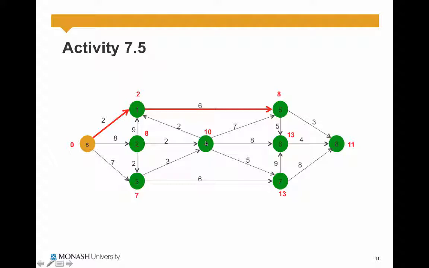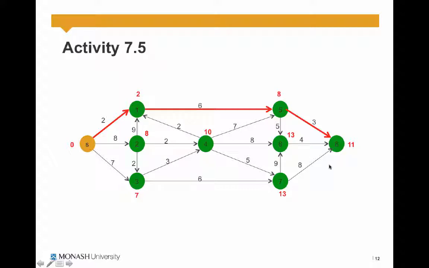So from node 4, we can go to 5, 6, and 7. But if you calculate the distance, 10 plus 7 is 17, greater than 8, so we don't change the label. 10 plus 8 is greater than 13, we don't change the label. 10 plus 5 is greater than 13, we don't change the label. Let's have a look at node 7. From node 7, we can go to 6 and 8. 13 plus 9 is greater than 13, we don't change the label on node 6. 13 plus 8 is greater than 11, so we don't change the label.